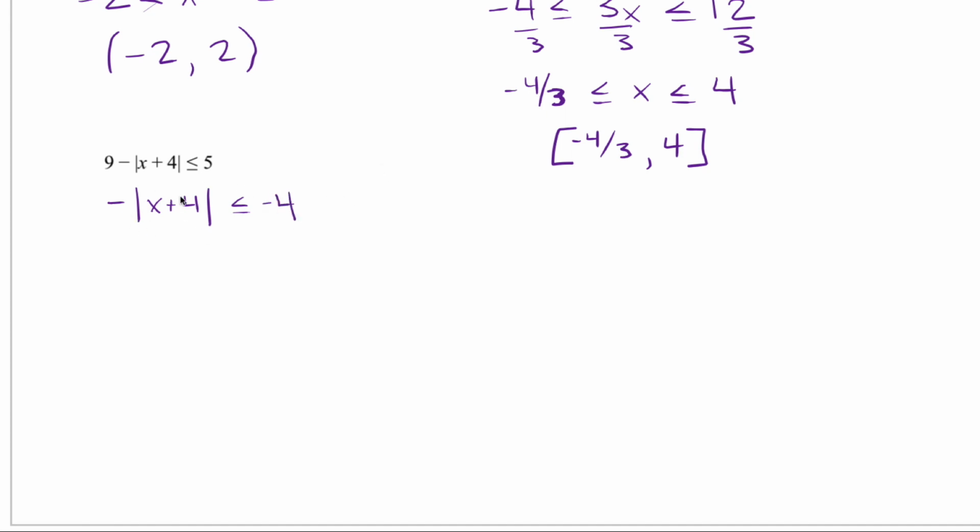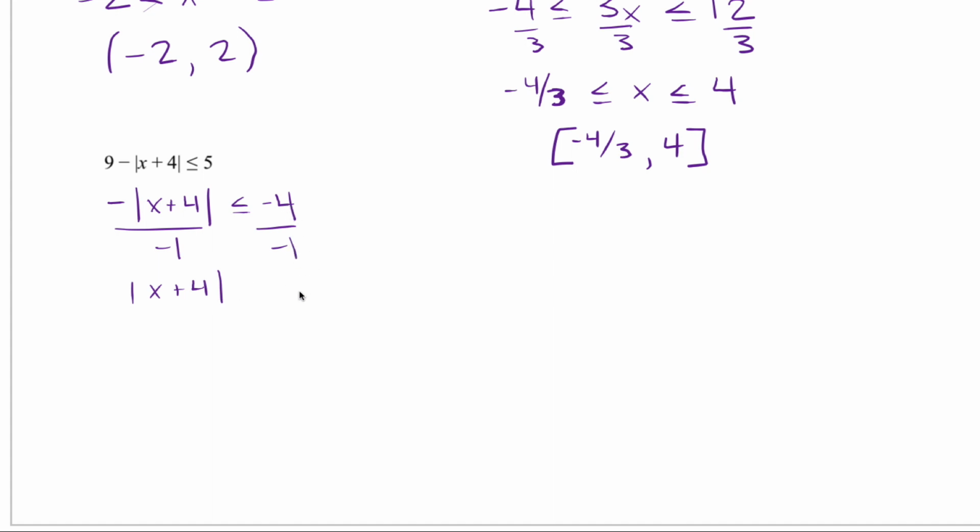This is still not isolated. This negative sign is in front of here. I cannot distribute through absolute value bars. They're not parentheses. They're a special grouping symbol. So I am going to divide both sides by negative 1. So this is the absolute value of x plus 4.